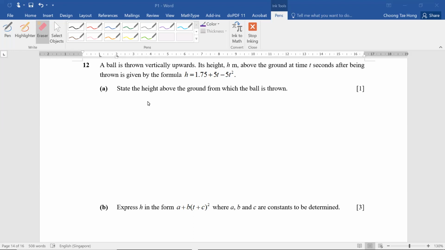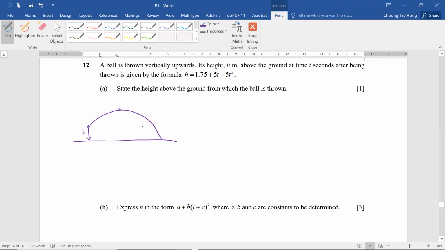So this ball is not being thrown from the ground. Let's say you have the ground over here. The ball may be thrown from somewhere here, then it goes up to the maximum point, and then it comes down. The maximum point is somewhere around here. So they want you to state what this height is, the initial height from the ground from which the ball is thrown.